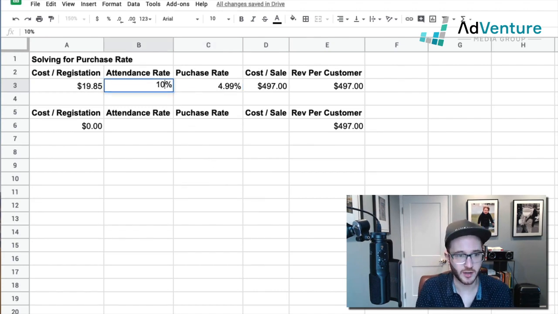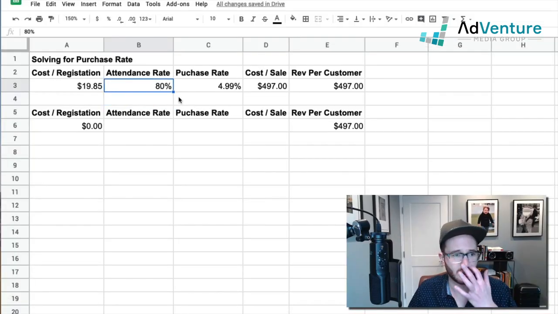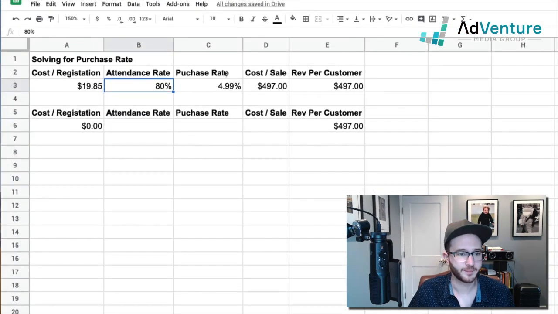And let's say it's 100%. If it's 100%, it's going to go back to 3.9%. If it's at a 50% attendance rate, I'm going to need around an 8% purchase rate. So let's say we go back to 80. You can play around with that, and until you have all that data, it's hard to really know exactly what's going on. But this is a very good predictive model.